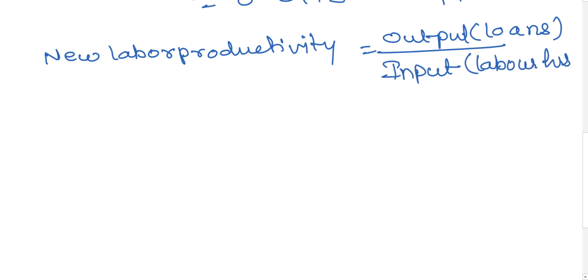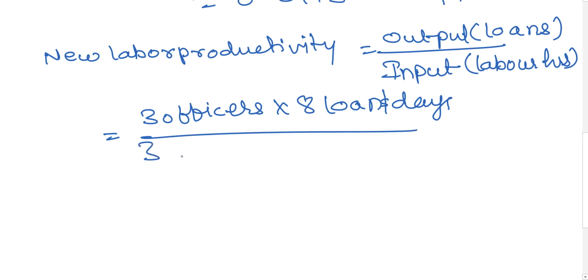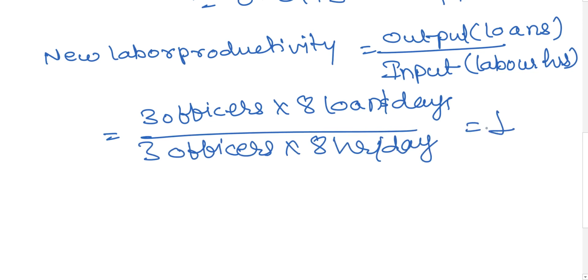Okay, so here 3 officers into 8 loans. After implementing, you can pass 8 loans per day, 8 loans per day. Okay, divided by 3 officers and 8 hours is the total working time, 8 hours per day. So now the productivity is 1 loan per labor hour.